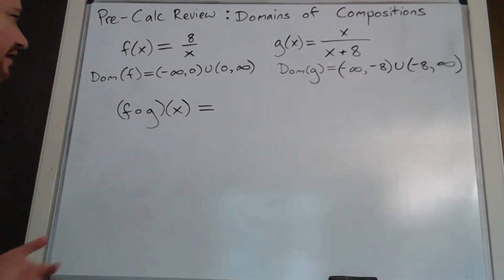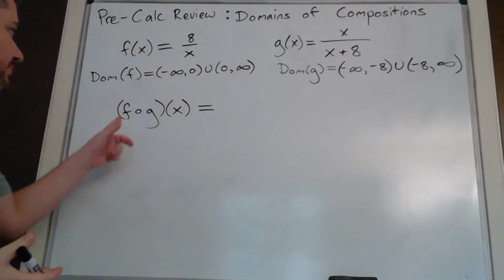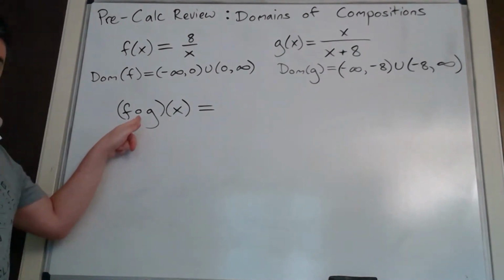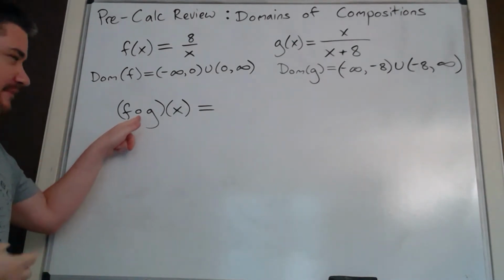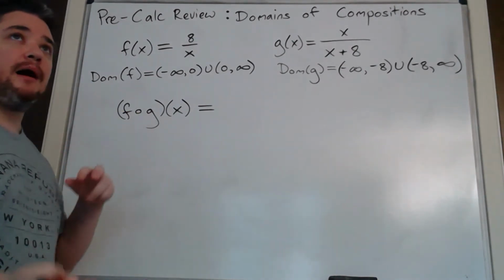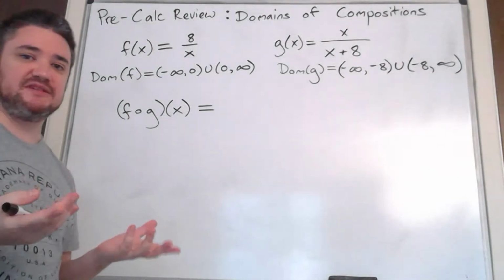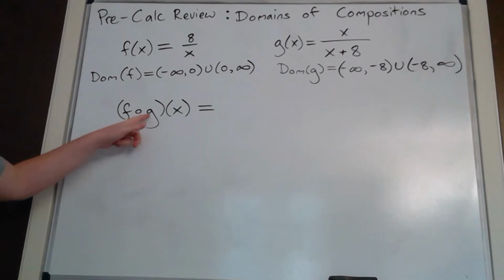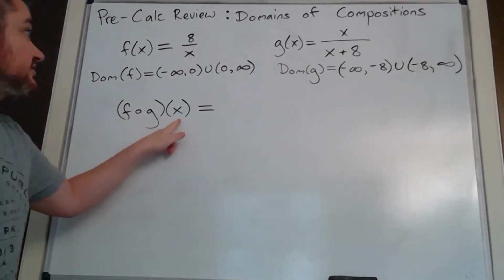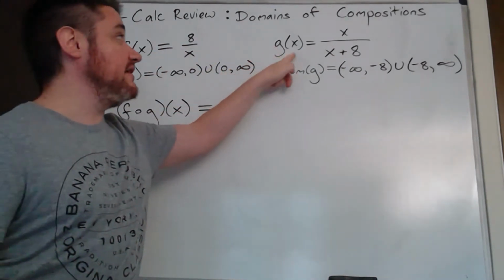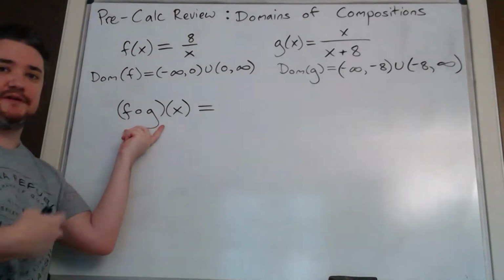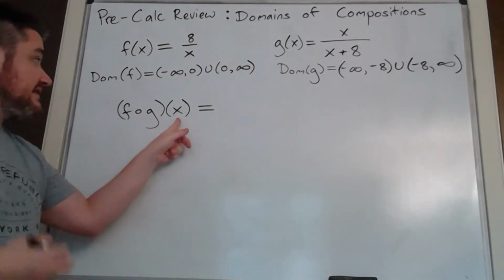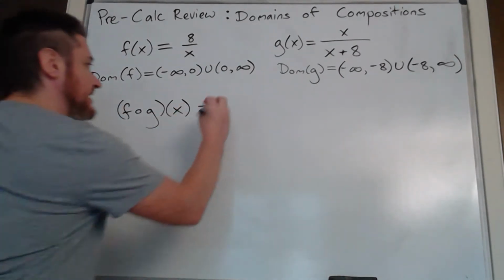The key of why this domain stuff happens is we read this, it looks like a little circle. When I type it back to people's emails, I use a lowercase o, but in WebAssign, there's actually a specific symbol for that, a composition. But I read this as f composed with g of x, okay? So we have a function f of x, g of x, and we're forming a new function, f composed with g of x. But the way that we compose that is by doing this.